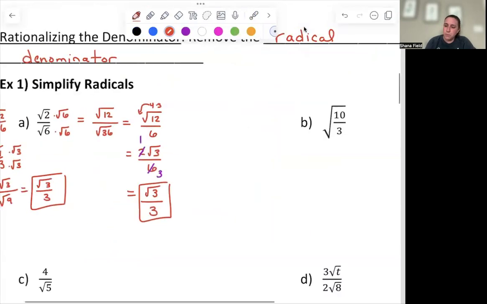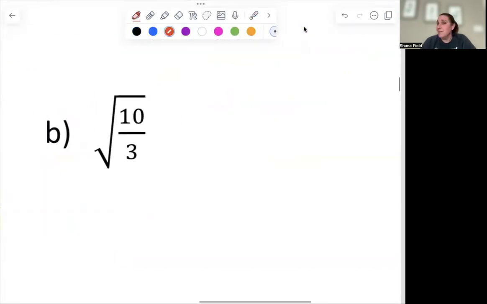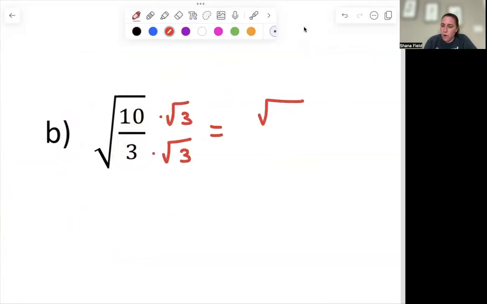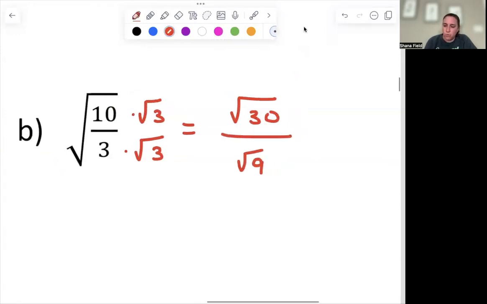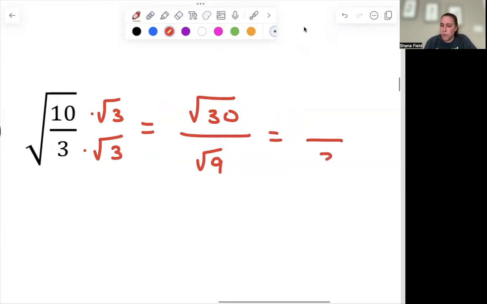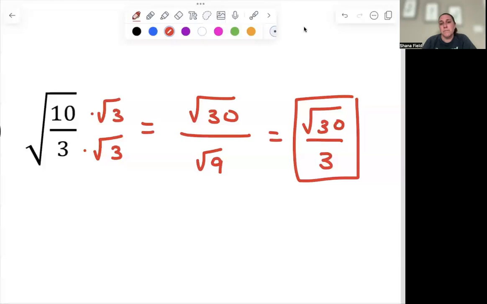Now I'm looking at B, square root of 10/3. I can't reduce the 10/3, so whatever's in the denominator is what I'm multiplying by. I'm going to multiply the top and bottom by the square root of 3. So I've got the radical of 30 over the radical of 9, which we know will just be a 3 on the bottom. Now, the radical of 30, we've talked about that in class a little bit, won't break down. So this is going to be our final answer.